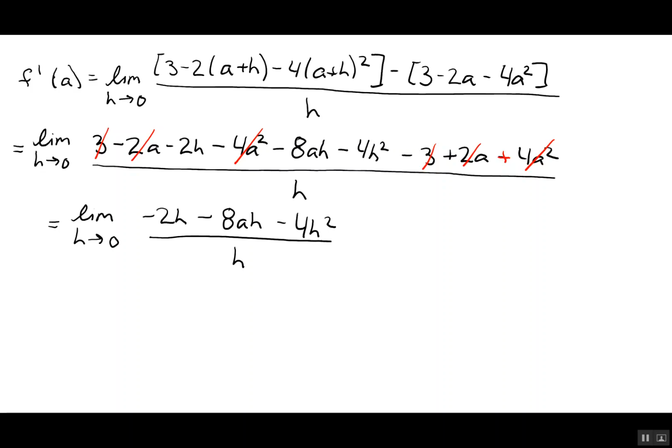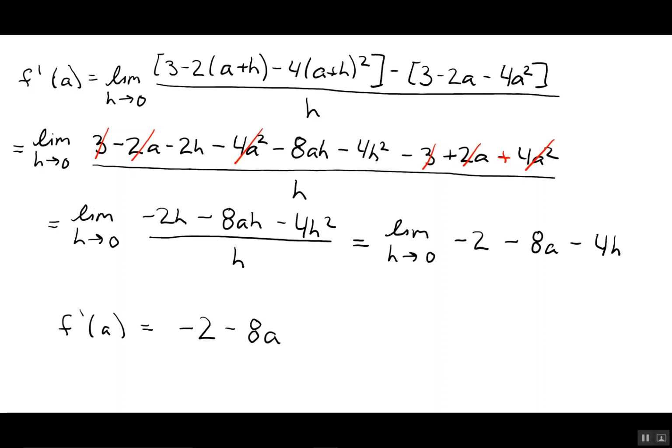Now you notice how everything in the numerator has at least one h, so I can divide away the h in the denominator. When I do that, I get the limit as h goes to 0 of minus 2 minus 8a minus 4h. And if I look at this function, the limit of 4h as h goes to 0 would be 0.